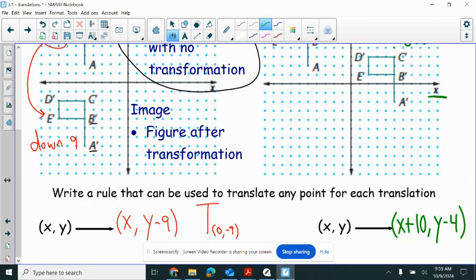If I use that other notation, we just use those two numbers. You do a capital T, then in small print, you do 10, -4. They both mean the same thing. You have your XY rule and that special transformation notation.